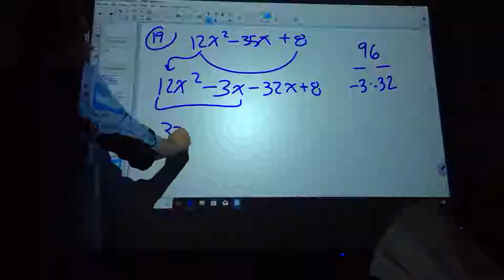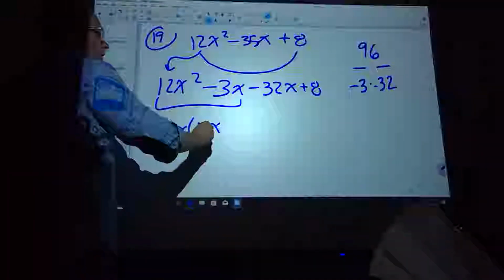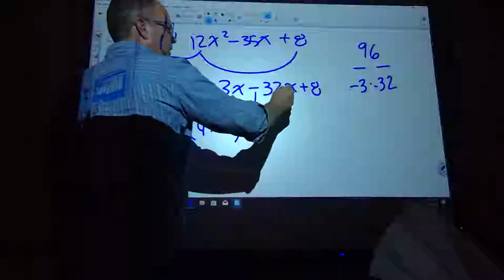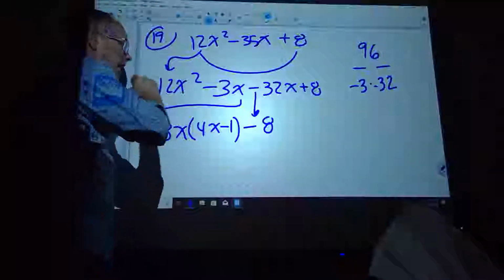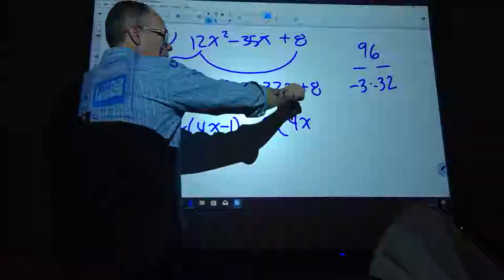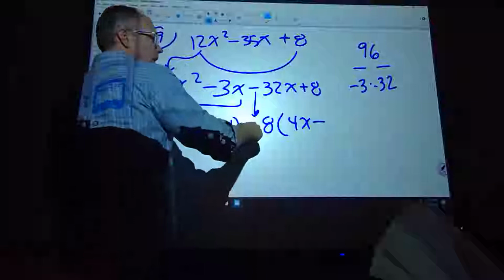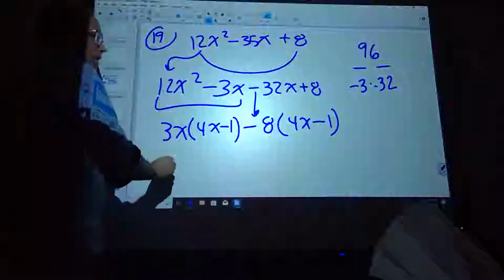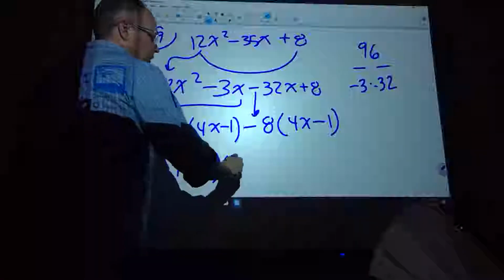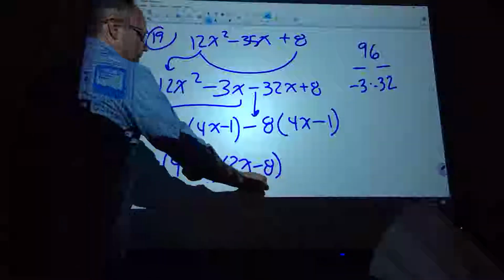So we can factor a 3x out here. So that gives me 4x minus 1. This negative has to come down. And here I can factor out an 8. That's going to give me 4x. And the reason this sign is going to change to a negative is I factored out a -8. And so from there I have 4x minus 1 and 3x minus 8.